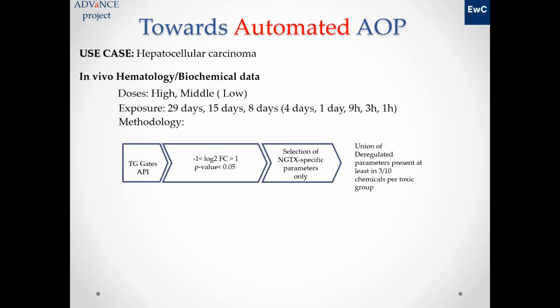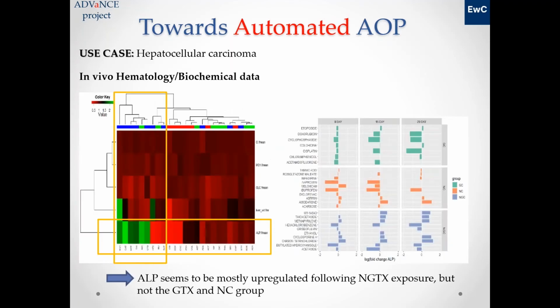So the next thing we did is we went through the hematology biochemical data present in TG-GATEs and selected again the same doses and time of the exposure, and applied similar criteria actually as at the gene level. So the selection of parameters which are deregulated and present in at least 3 out of 10 chemicals per toxic group. Again, after this preselection criteria, we decided to see actually what's the reality and how indeed these are expressed by making a dual clustering, like a heat map.